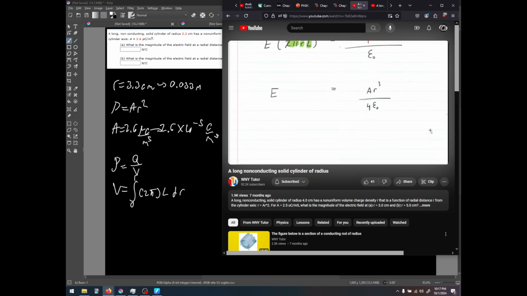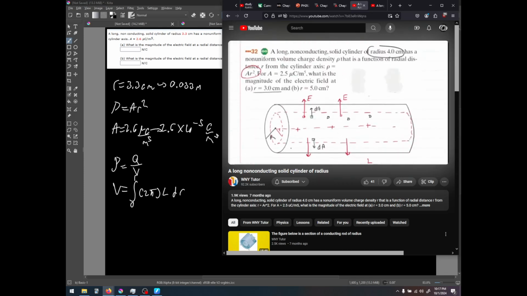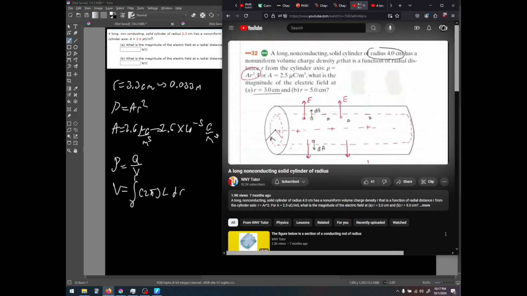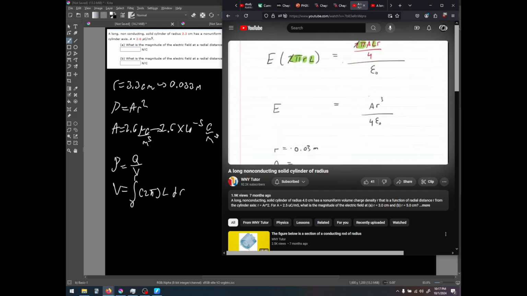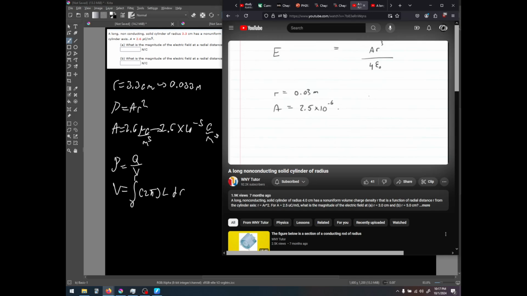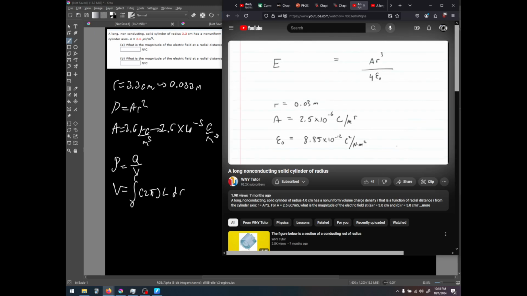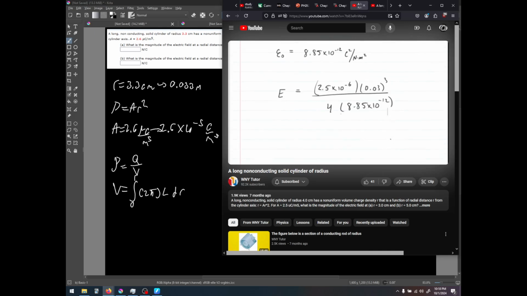And now it's just a matter of plugging in the data. We have the radius of our Gaussian surface, 3 centimeters, which of course we convert to meters. We have the value of A. It was given, but I don't remember what it was. A was 2.5 microcoulombs per meter to the fifth. Since that's 2.5 micro, we have to make sure we do 2.5 times 10 to the minus 6. And then there's the value of epsilon naught. We've listed those values. Let's plug them into our electric field, and when you simplify that, you should get approximately 1.